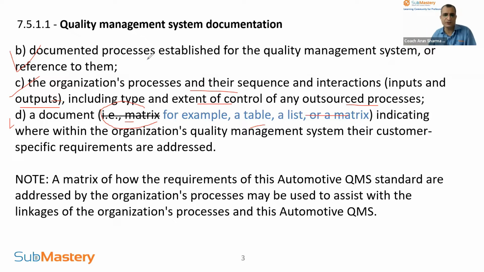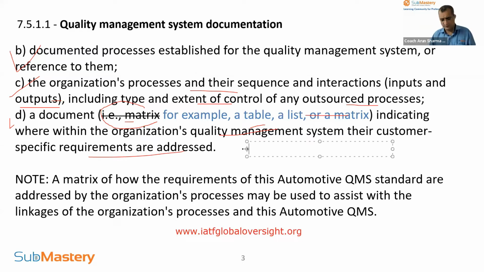And from where do you get the latest Sanctioned Interpretation? You visit this website, www.iatfglobaloversight.org. There you will find the latest Sanctioned Interpretation. So in the Sanctioned Interpretation, if you see, they have clearly mentioned that you need to identify, indicate where the organization's QMS, their customer specific requirements are addressed.